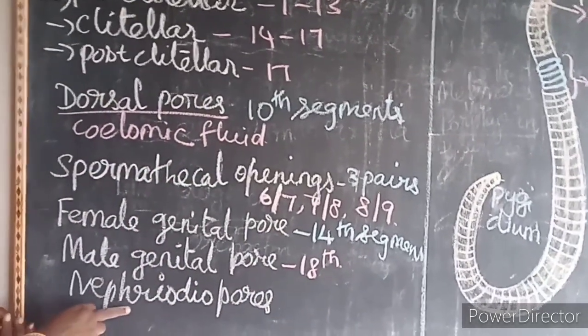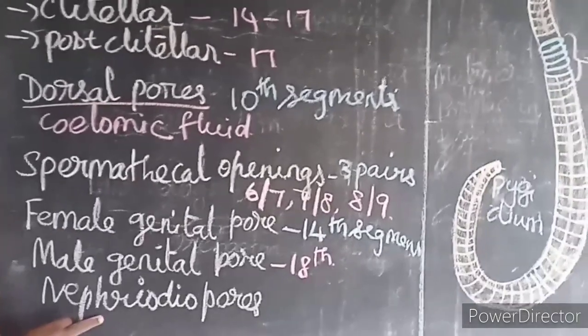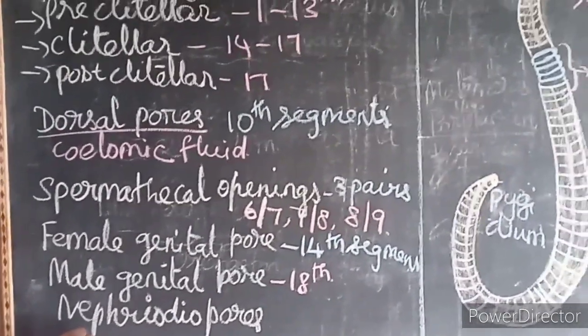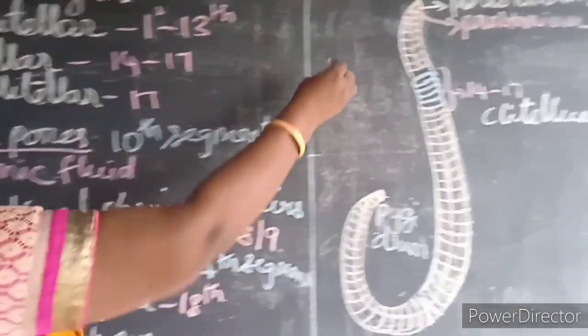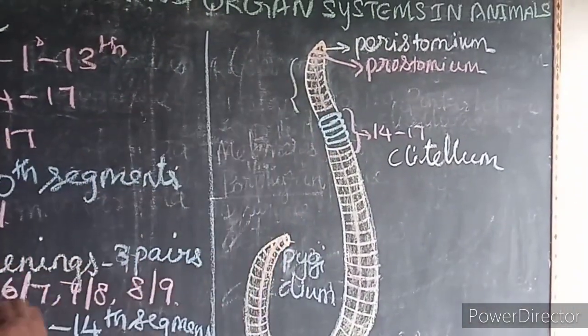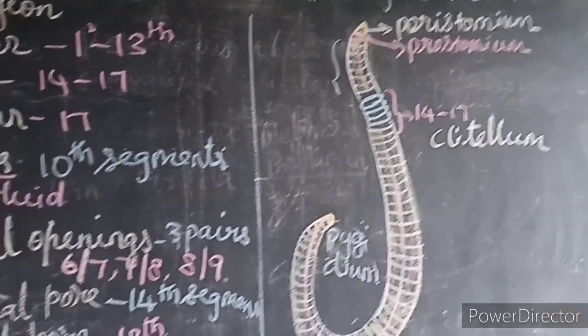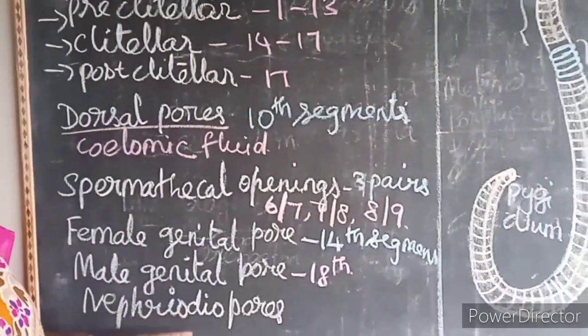Then the nephridia. So what comes to your mind? Nephridia means it's an excretory organ. Numerous nephridia are present in all the segments except the first few anterior segments of the earthworm. It helps to eliminate the wastes.